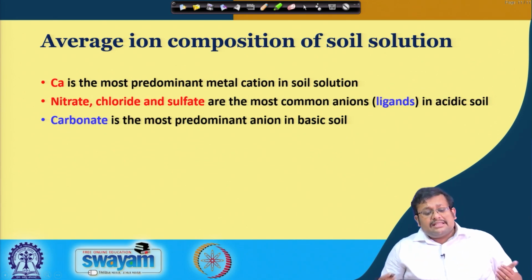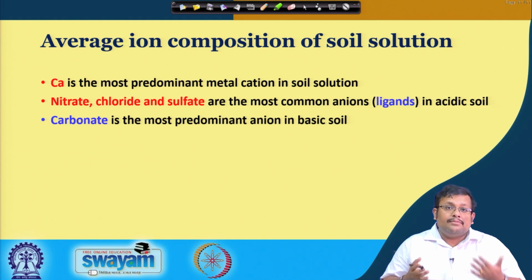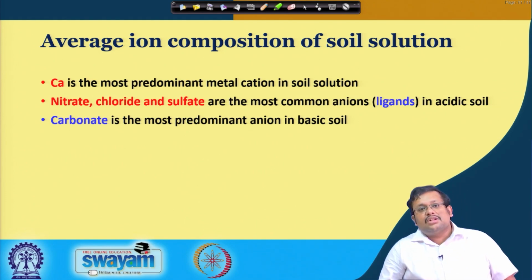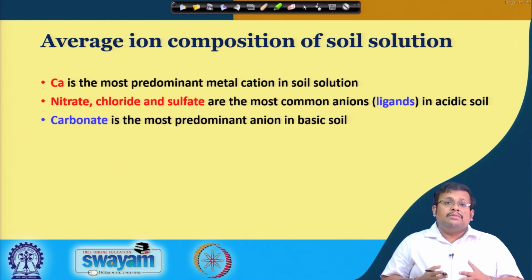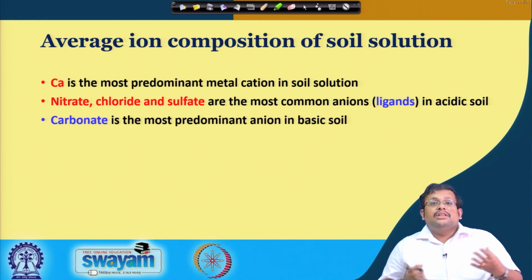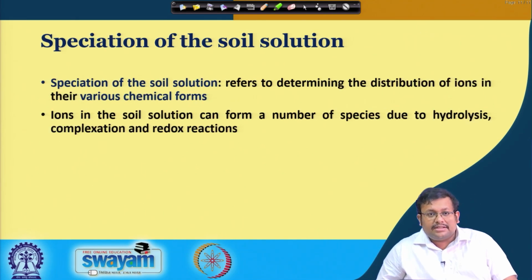Now, the average ion composition of soil solution: we have seen that calcium is the most predominant metal cation in the soil solution. However, nitrates, chlorides, and sulfates are the most common anions or ligands in acidic soil. Also remember that carbonate is the most predominant anion in basic soils, and in basic soil you will see the precipitation of calcium carbonate.